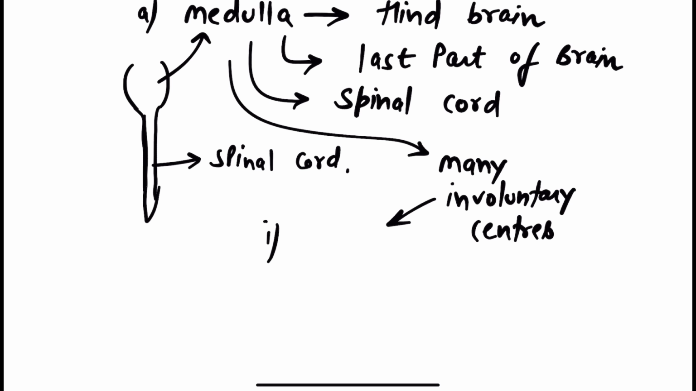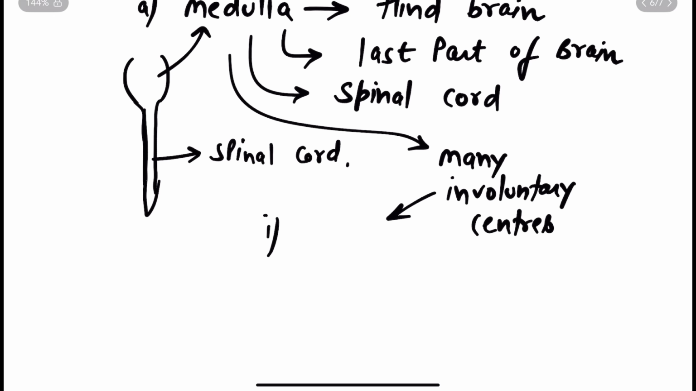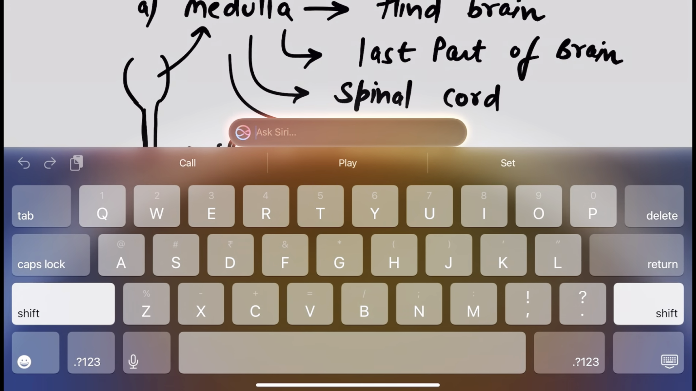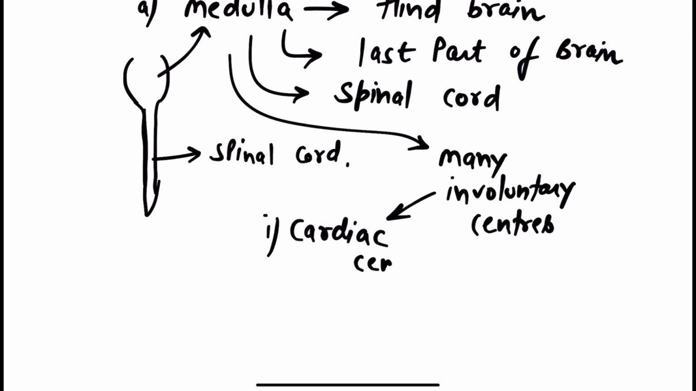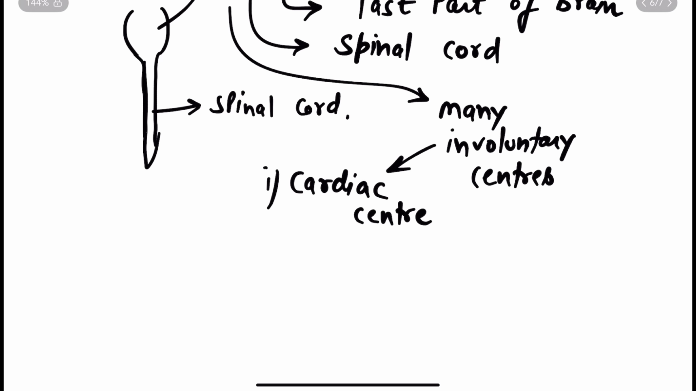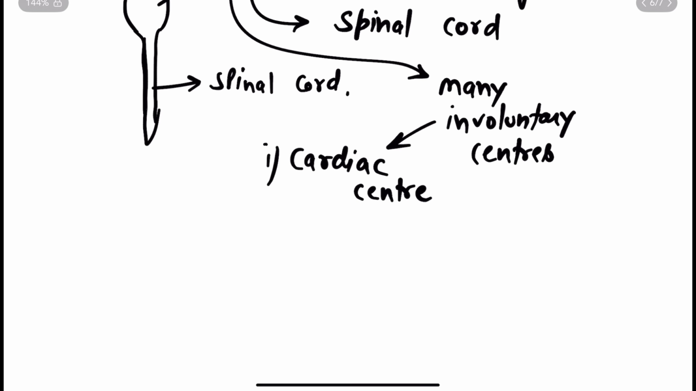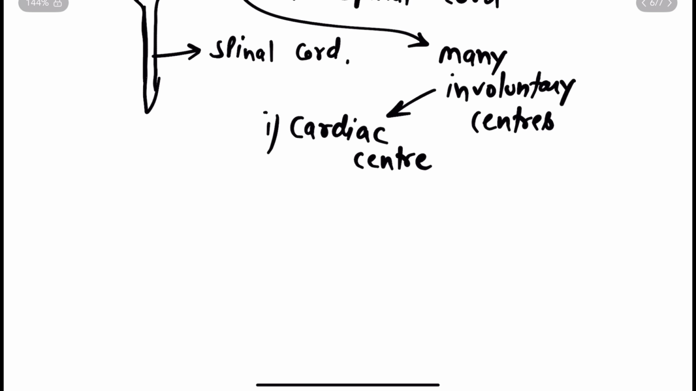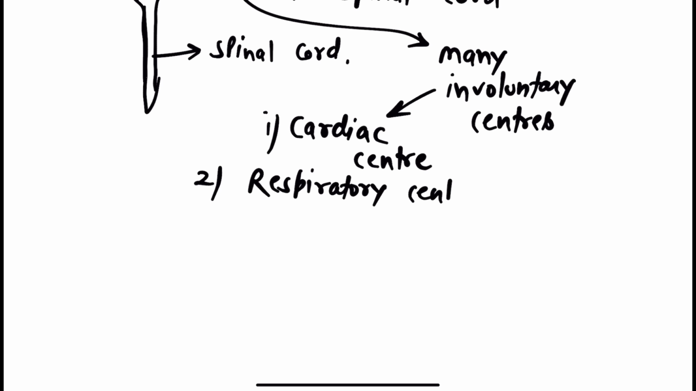तो कौन कौन से involuntary centers होते हैं medulla में? Let's see. सबसे पहले वहां पर होता है cardiac center. So this cardiac center controls our heart rate, right? दूसरा, वहां पर और कौन सा सेंटर होता है? वहां पर होता है respiratory center. And this respiratory center controls breathing. ये हमारी ब्रीदिंग को कंट्रोल करेगा. कार्डियक सेंटर हमारे किसको कंट्रोल करेगा? हार्ट रेट को. रेस्पिरेटरी सेंटर हमारे किसको कंट्रोल करेगा? ब्रीदिंग को कंट्रोल करेगा, राइट?